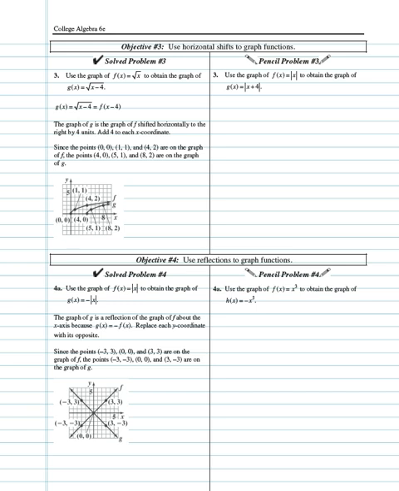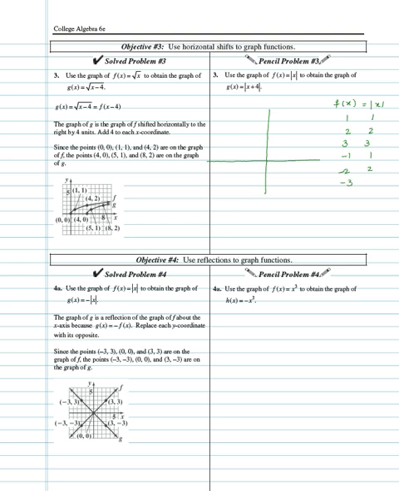Use the graph of absolute value of x to obtain the graph of absolute value of x plus 4. So when I graph this here, the absolute value, let me go ahead and plug in a couple of points for absolute value of x. So when x is 1, it's 1. When x is 2, it's 2. When x is 3, it's 3. When it's negative 1, it's 1. When it's negative 2, it's 2, because it's an absolute value.